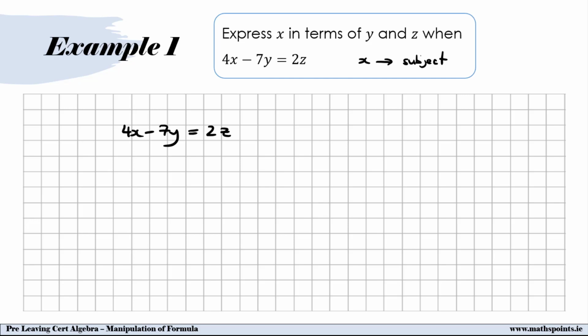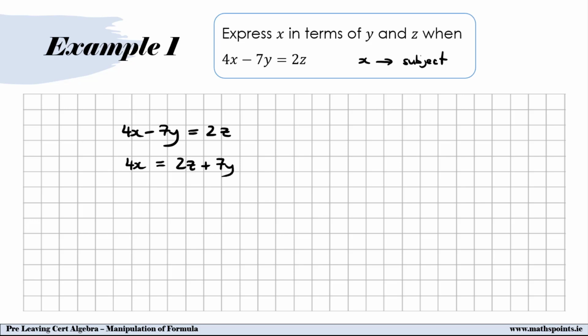And so the first thing I want to do is get rid of that minus 7y. I want to collect the y terms on the right hand side. And what does that mean? That means adding a 7y to both sides. So if we add a 7y to the left hand side, minus 7y plus 7y is 0, and that gets rid of the minus 7y. And if we add a 7y to the right hand side, I'm left with 2z plus 7y.